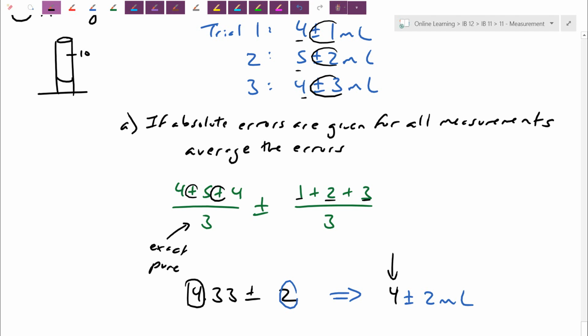It would have minimized some of those errors up and down. And then we now give ourselves room up or down. It could be as high as 6, as low as 2. You notice it doesn't cover everything.